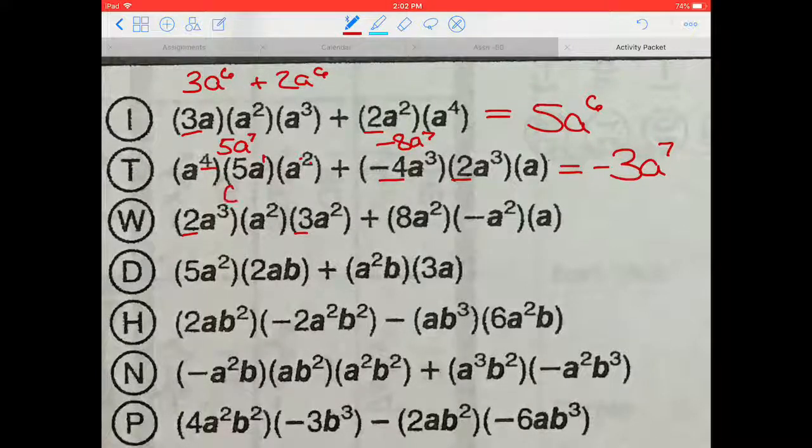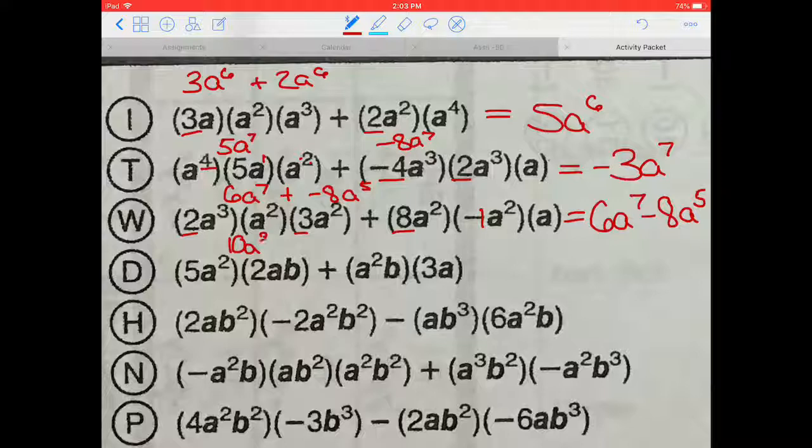2 times 3 is 6. A, we have 3, 4, 5, 6, 7. Plus a and negative 1 is negative 8. A to the 2, 3, 4, 5. So one of them is a to the 7th and the other one's a to the 5th. So we actually cannot do anything else here. We can't combine like terms. So that's the answer.